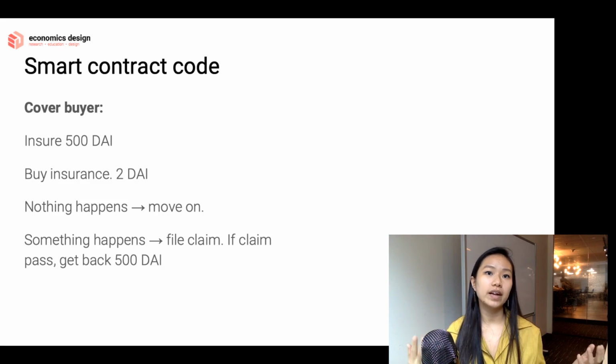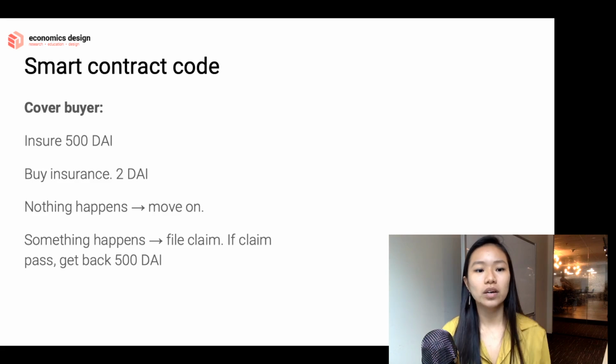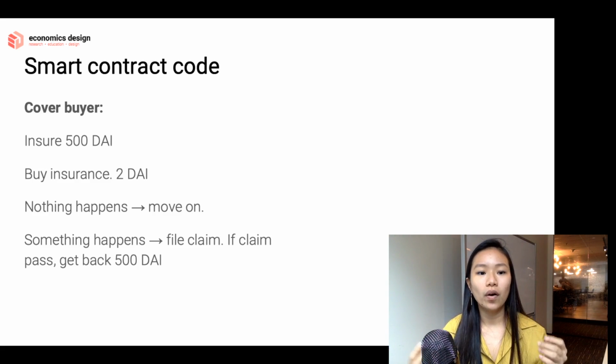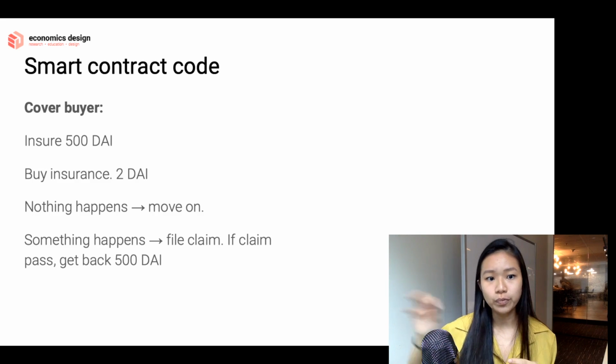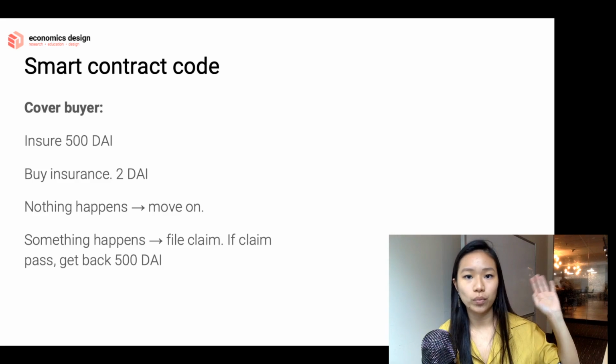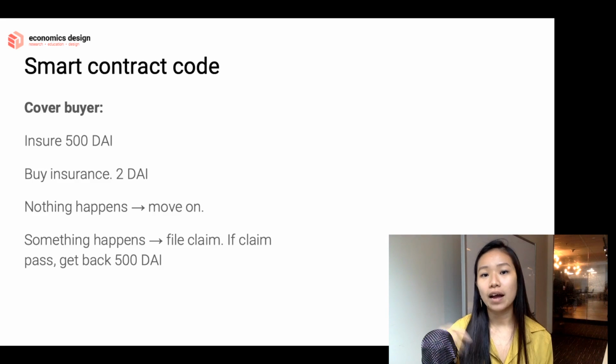And because DAI is quite a safe system, I just have to pay insurance of, let's say, 2 DAI. So I will pay the insurance, and it goes into the pool. If nothing happens, I just give my 2 DAI and then continue on with life. If something happens, I file for a claim.